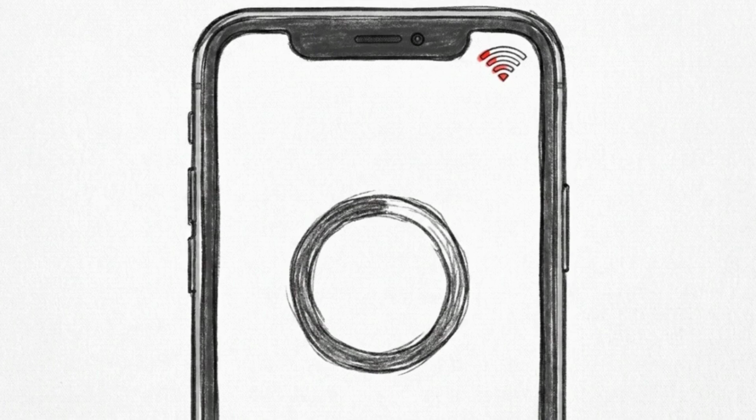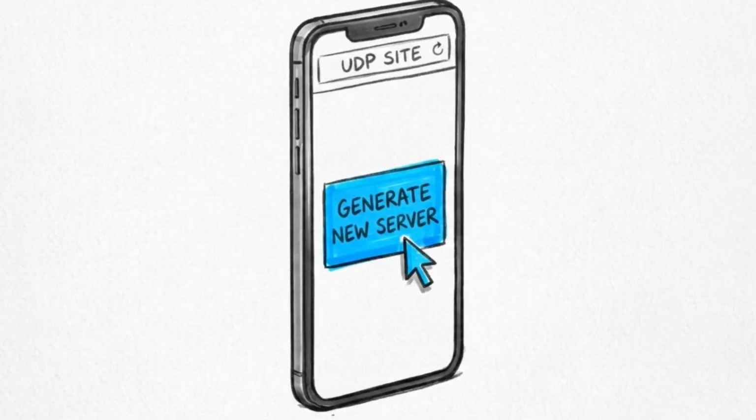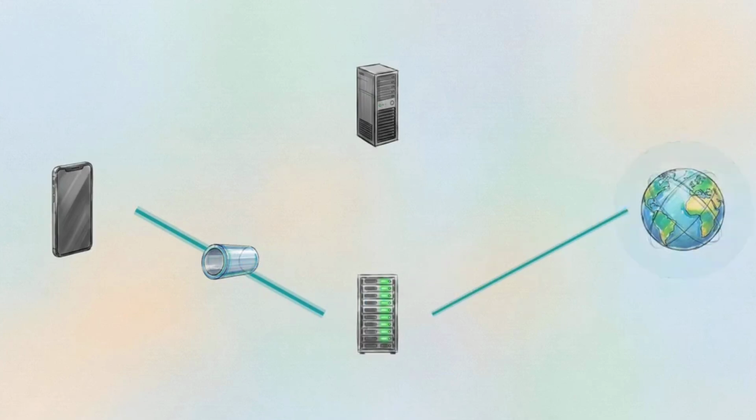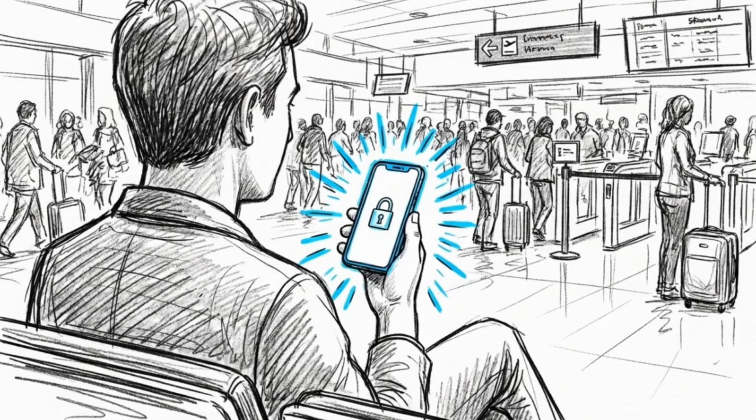If you experience a drop in connection speed later, simply repeat the server generation process on the website to establish a fresh node. By mastering this manual setup, you gain independent control over your network traffic, allowing you to bypass local restrictions and secure your internet connection on your own terms.